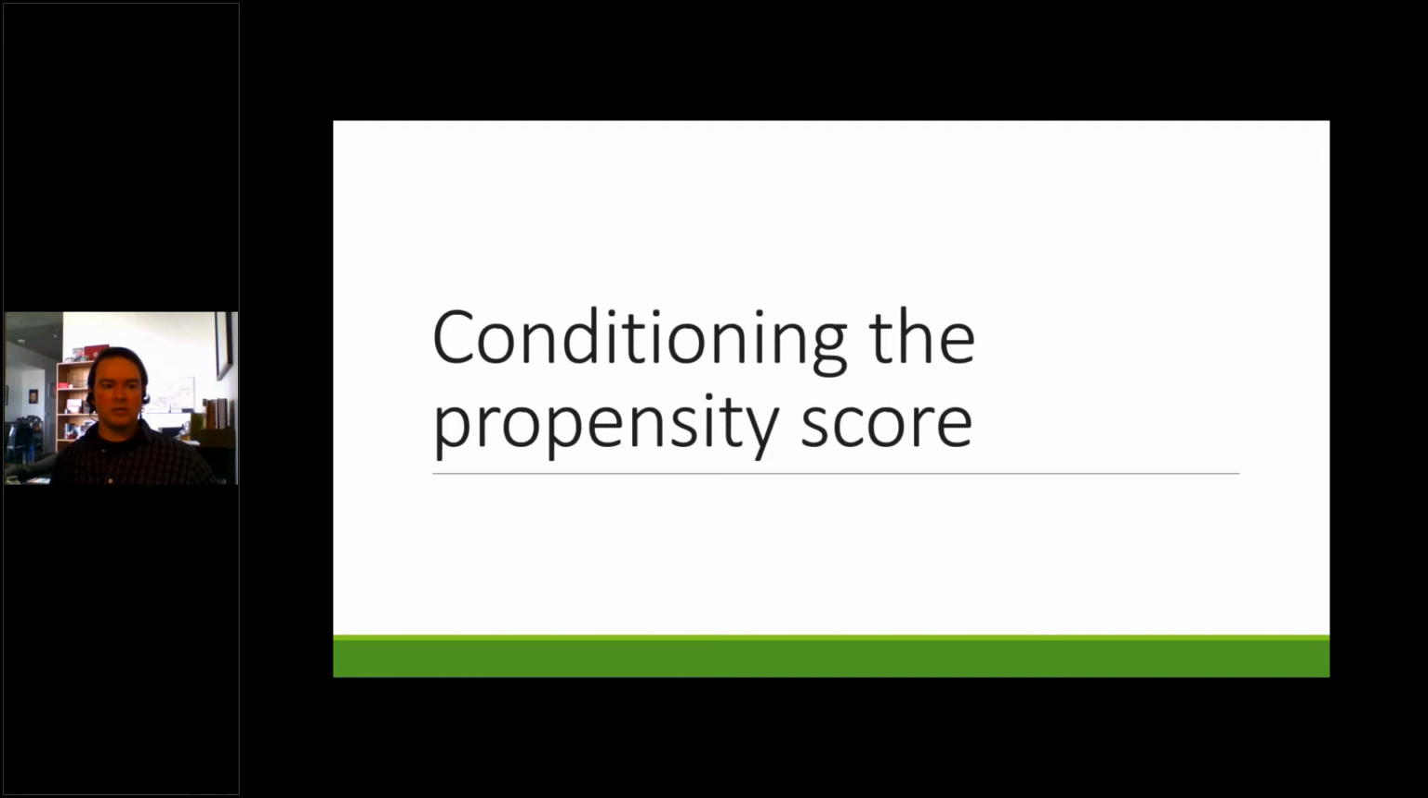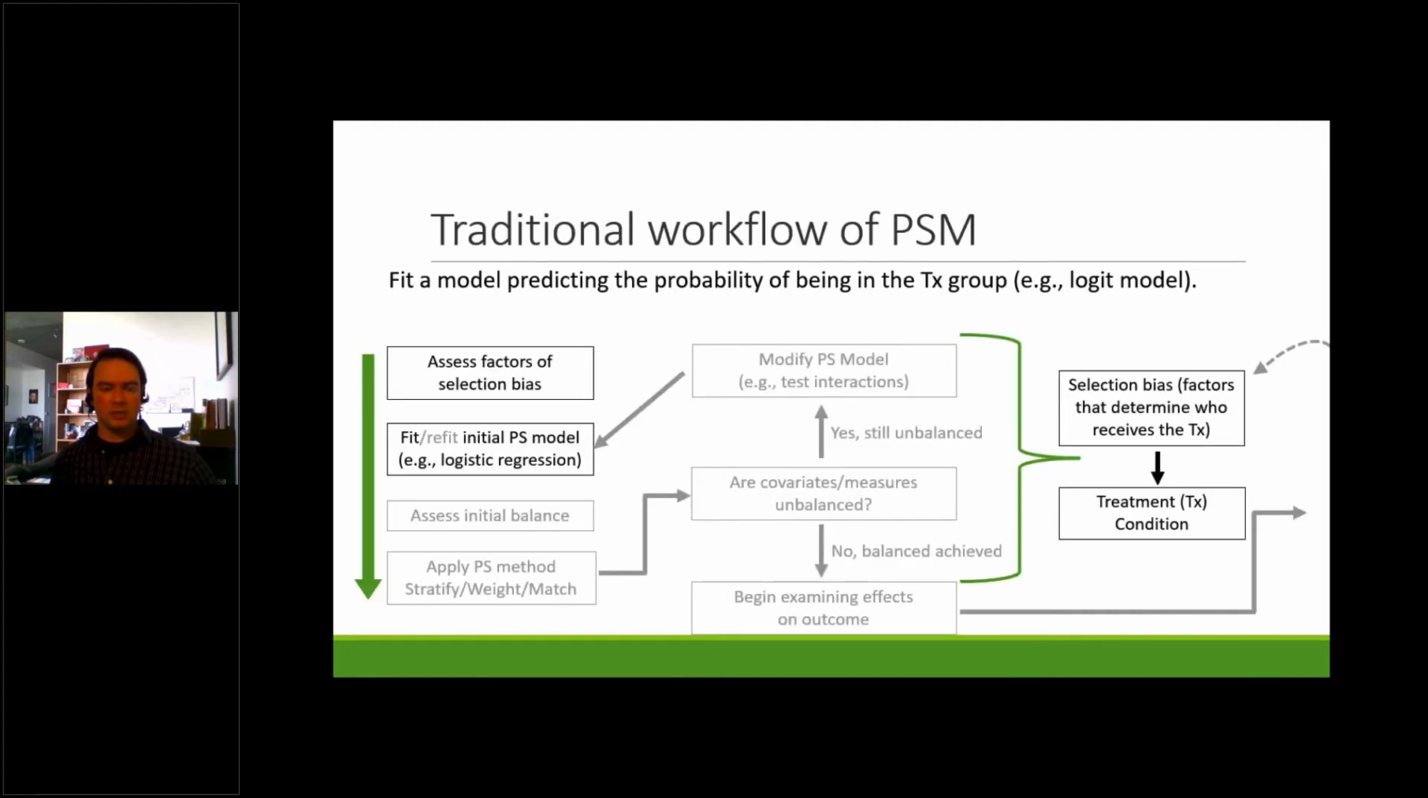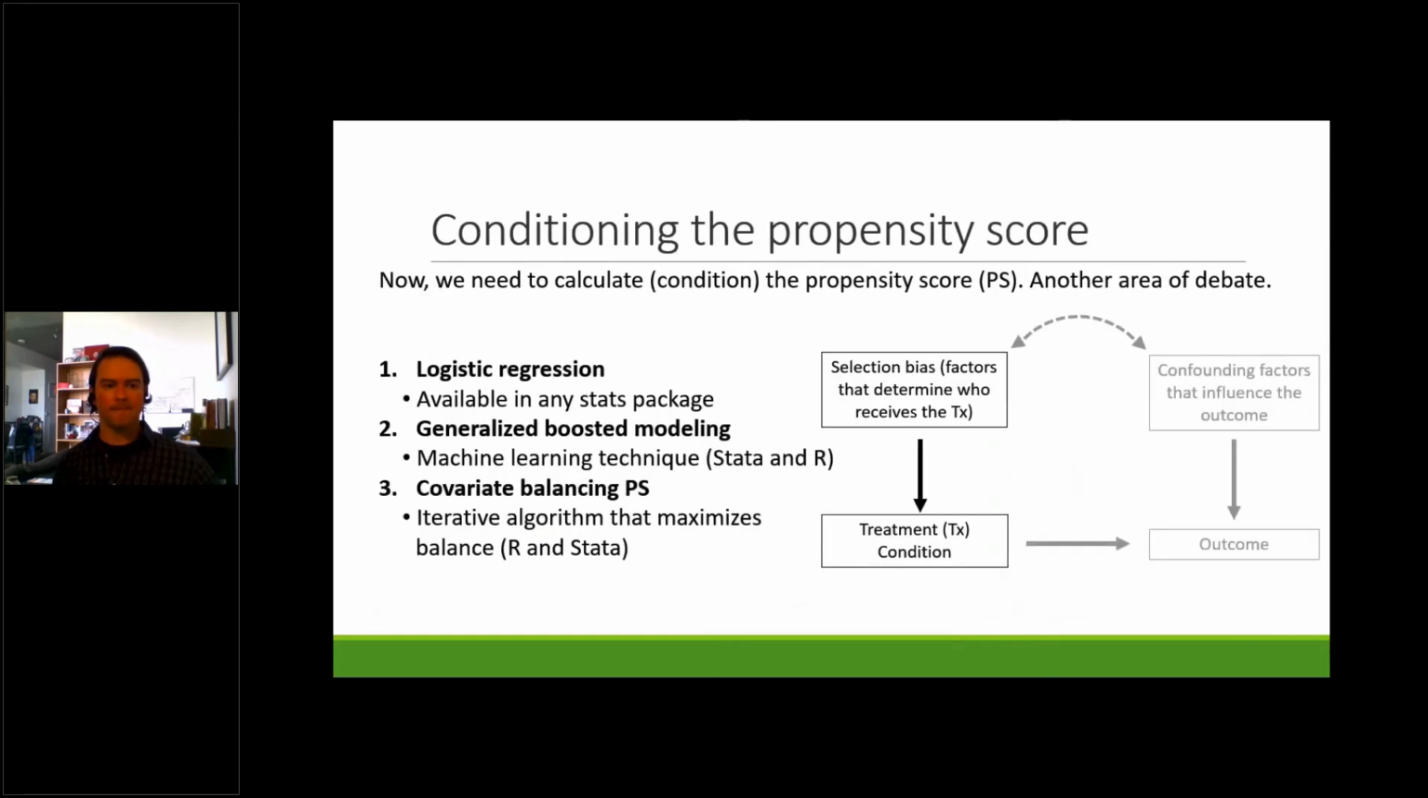So with that, we'll move into conditioning the propensity score and discussing where that fits in and what that looks like. Once we've selected our measures, we need to fit a model predicting the probability of being in the treatment group, such as in a logistic regression. Now we need to calculate or condition the propensity score, and there are a few ways to do this, as I just highlighted before when talking about machine learning.